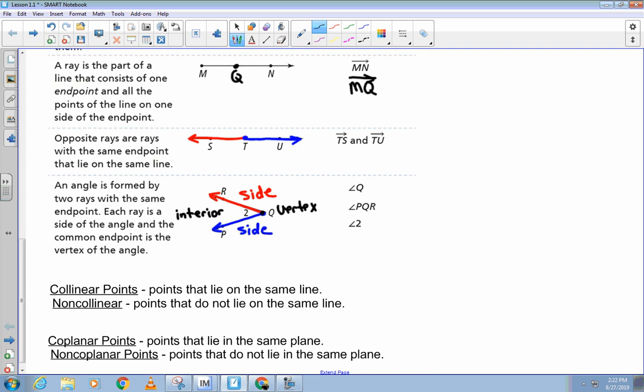This is the actual angle itself inside. That's the interior of the angle. So we've got 2 sides that create the interior. The whole thing itself is called the angle. Where they intersect is called the vertex.